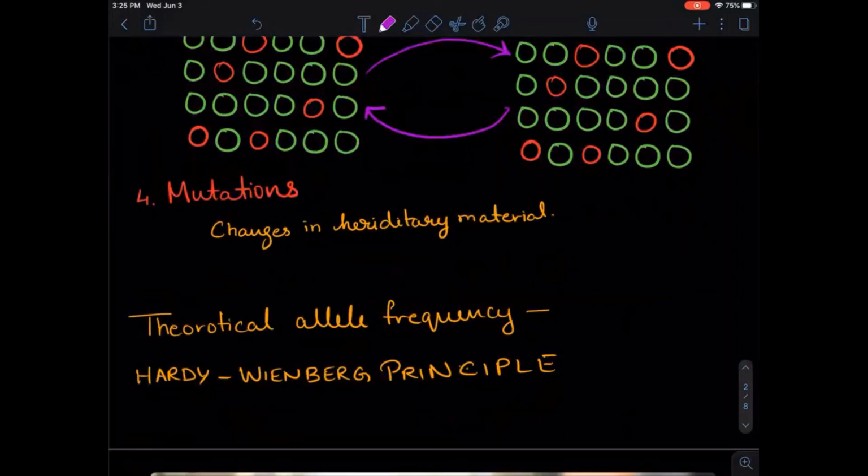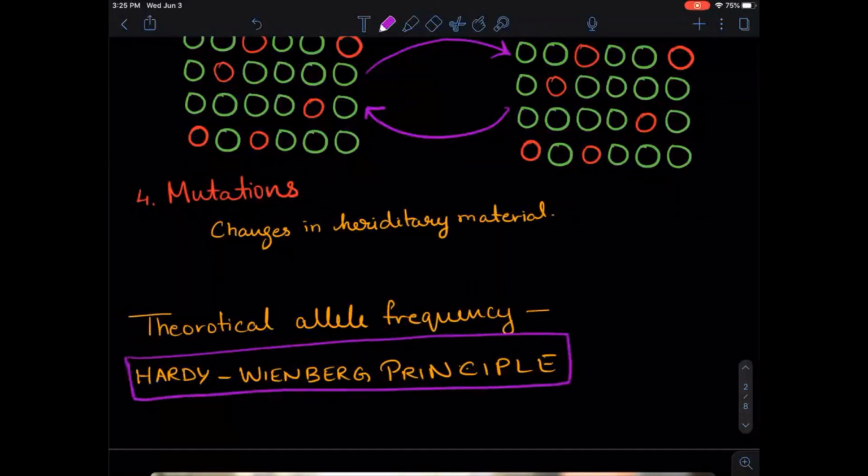Now, the theoretical allele frequency of any population is given by the Hardy-Weinberg Principle. In the next video, we will be looking at the Hardy-Weinberg Principle and understanding sexual selection.